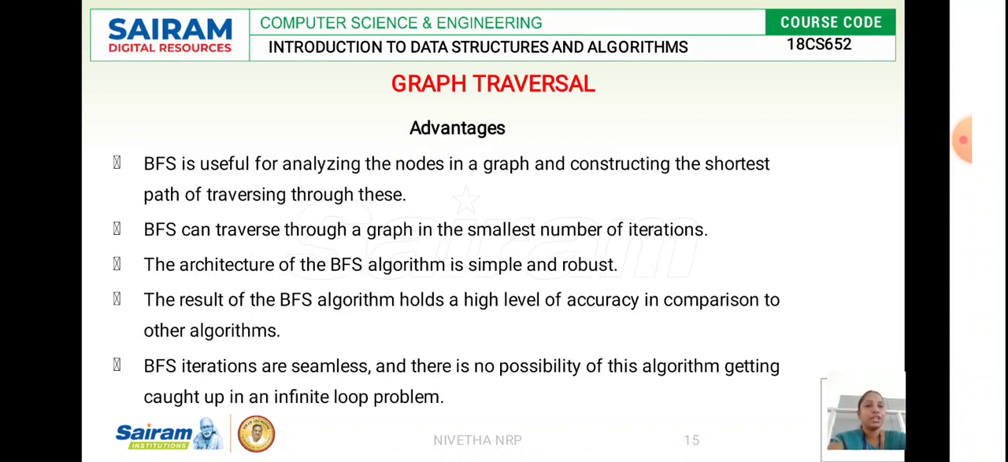And we'll see what advantages we have with BFS. Here, BFS is very useful for analyzing the nodes in the graph, and the ultimate goal of BFS is to find the shortest path to traverse from one node to the other. You can traverse in the smallest number of iterations, since you visit the adjacent nodes and complete your process level wise, so you will be able to traverse the graph in a limited number of iterations. The architecture of BFS is simple and easy to implement, and the accuracy level of BFS is comparatively high.